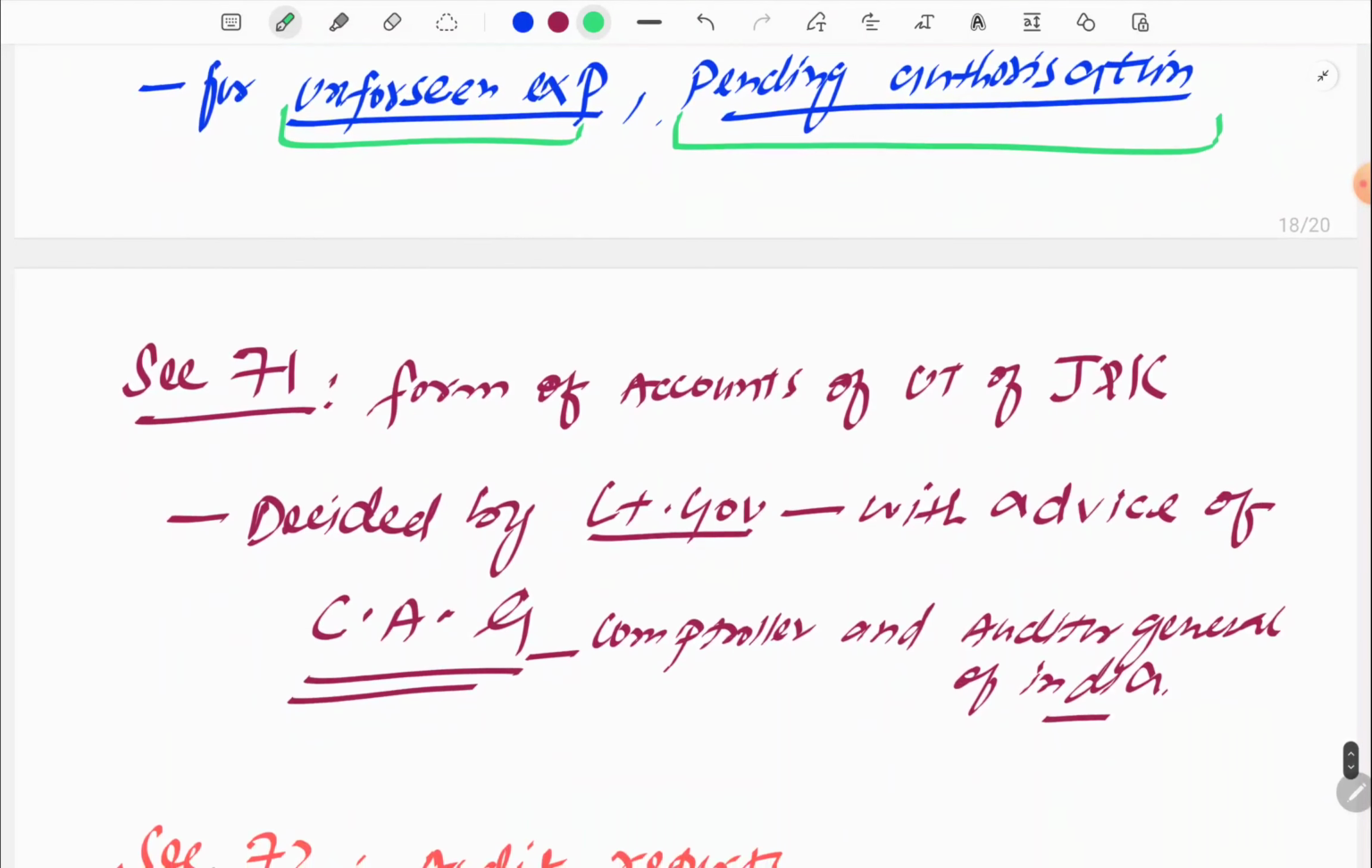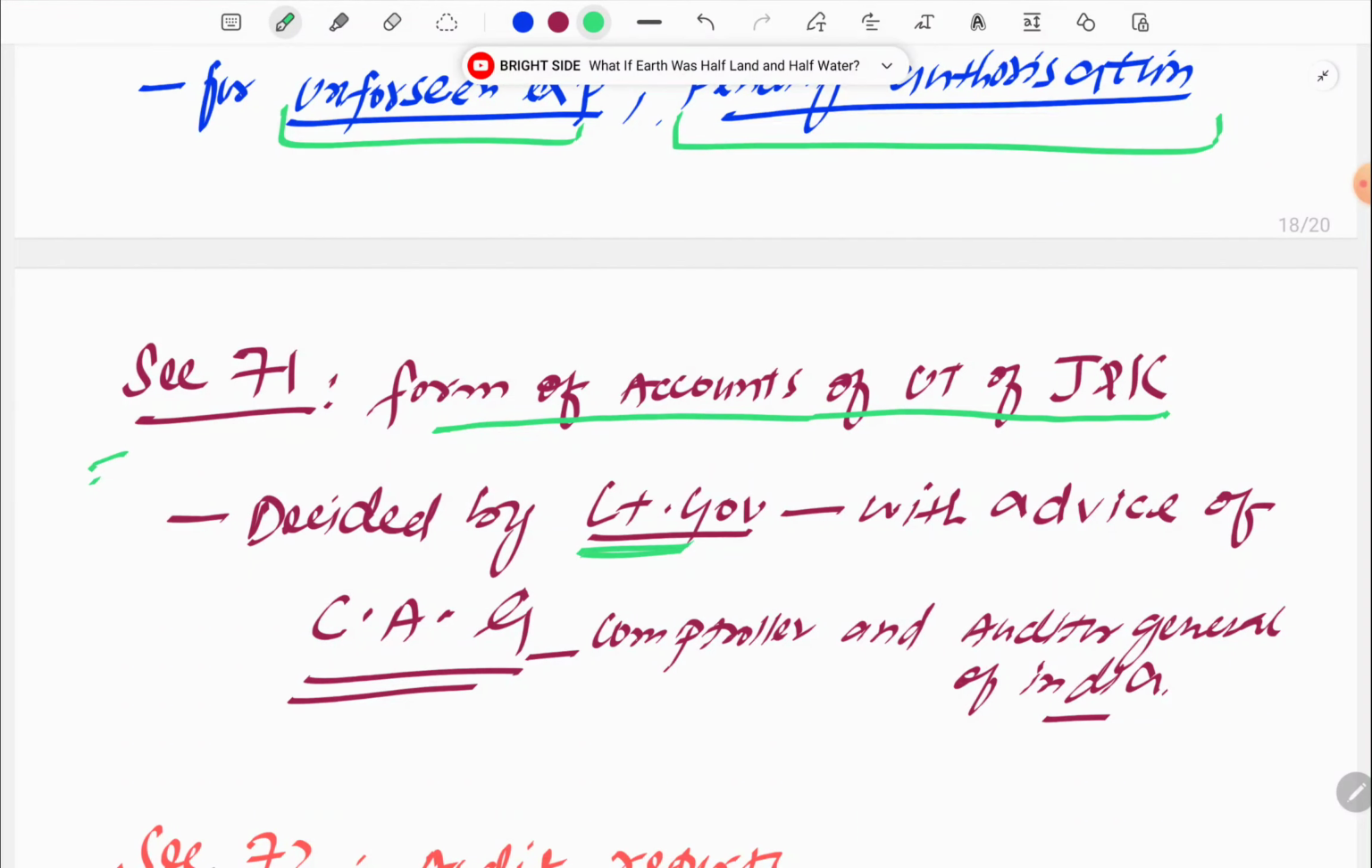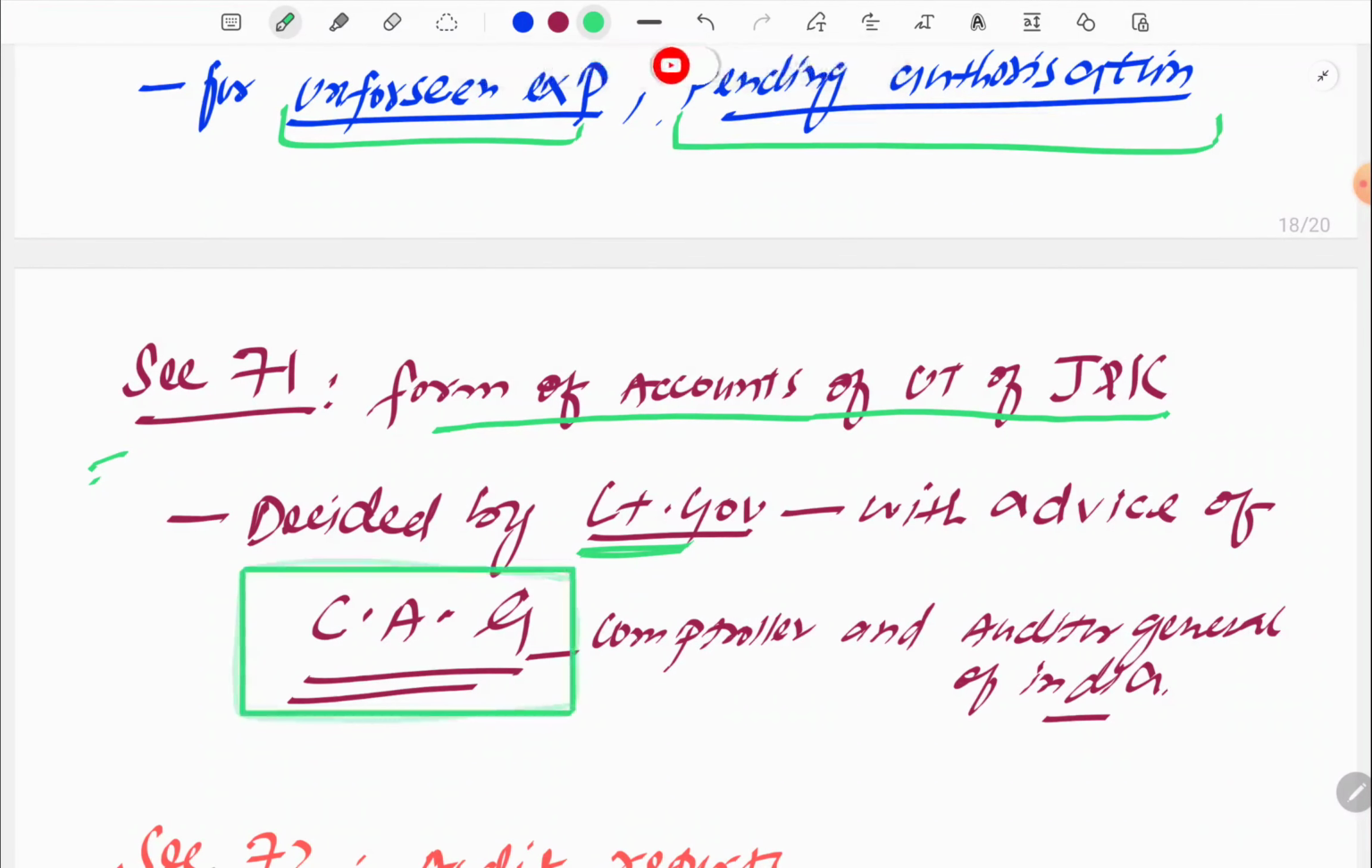Okay, now section 71, form of accounts of UT of J&K. What is actually the form of accounts? How the accounts will be shaped, and how the business will be conducted, that's again decided by the Lieutenant Governor with aid and advice of the CAG, that's Comptroller and Auditor General of India. How to maintain the accounts and in which form to maintain, it will be decided by the LG with aid and advice of the CAG.